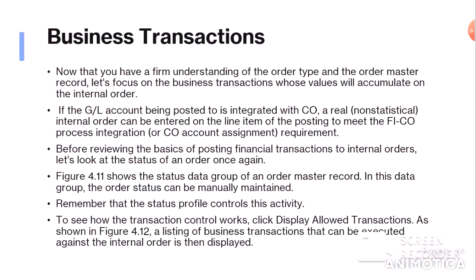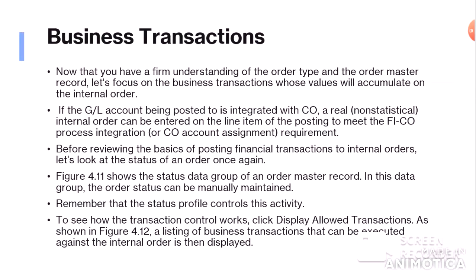So now we move on to business transactions. Now that we have a firm understanding of the order type and the order master record, let us focus on the business transactions whose values will accumulate on the internal order. If the GL account being posted to is integrated with CO, a real or non-statistical internal order can be entered on the line item of the posting to meet the FICO process integration or CO account assignment requirement.